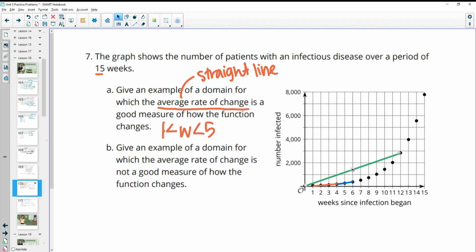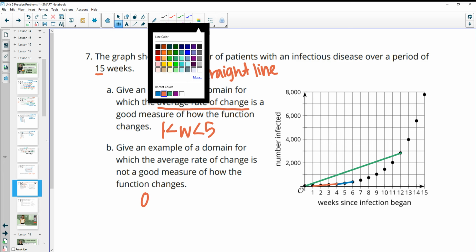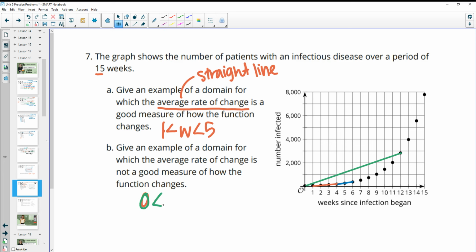Not a good measure would be something like this. It misses most of those points. It's growing really slowly here from 0 to 5 or 6 weeks, then it starts to grow significantly faster. So 0 to 12 would be an example of a domain that doesn't seem to be appropriate.